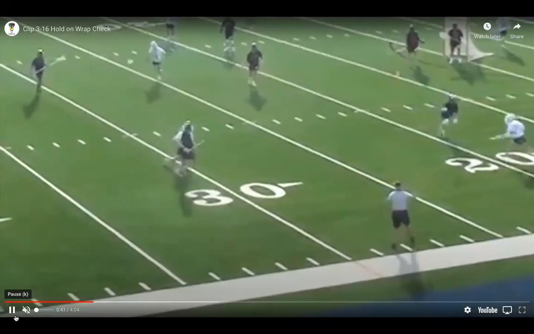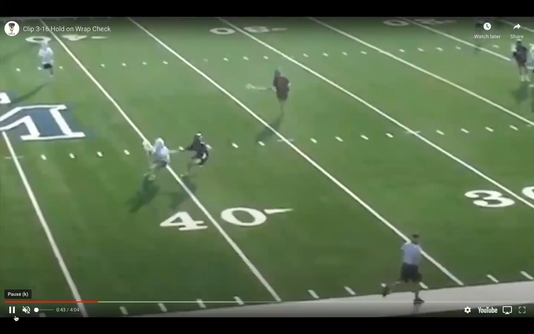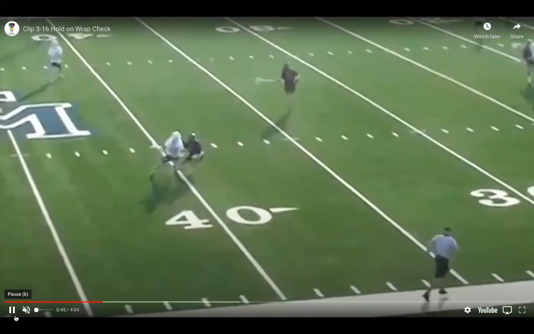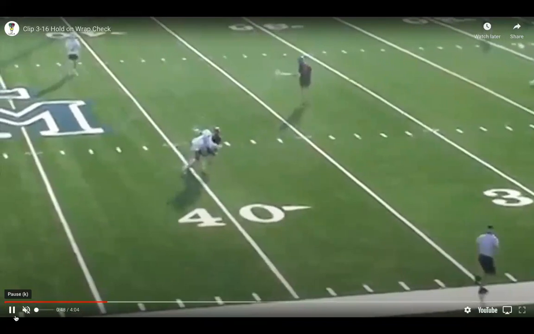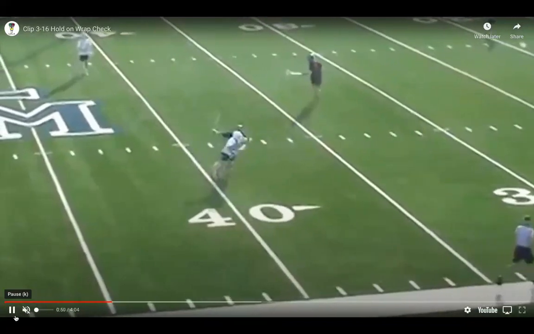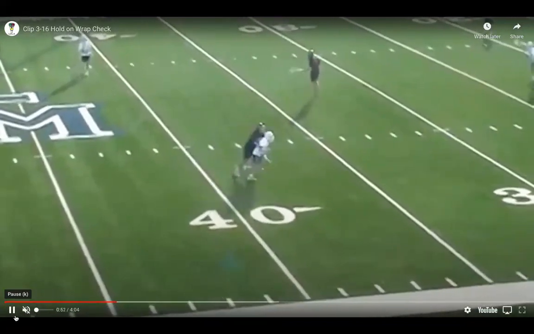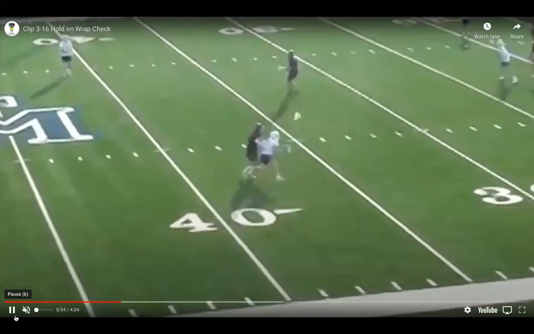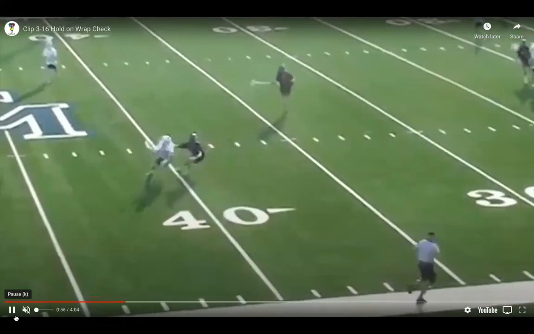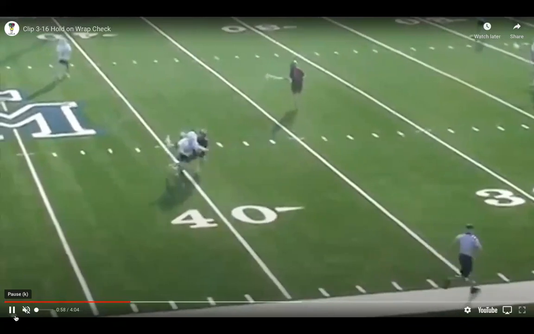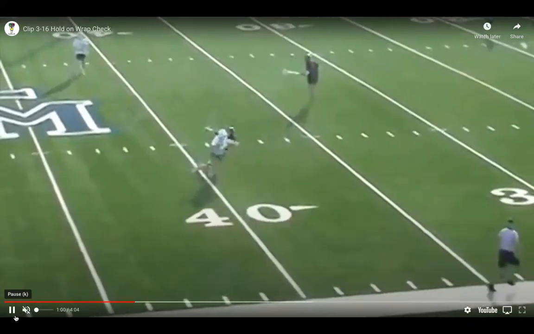Great stick check, but he used his free hand to gain an advantage. Watch it again. Grabs with the free hand. That is a hold every single time. A player cannot use their free hand to gain an advantage. This is a hold.